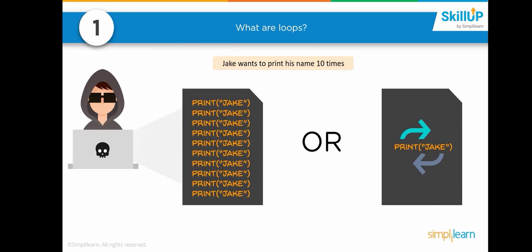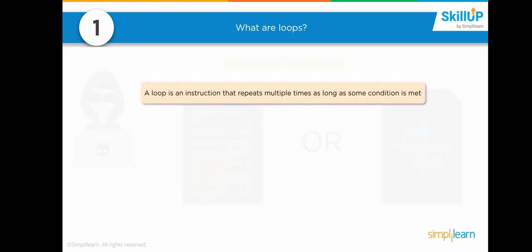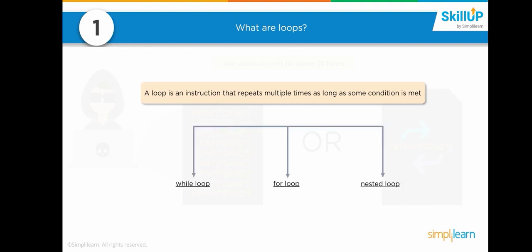Now this is where loops come in. So a loop is basically an instruction that repeats multiple times as long as some condition is met. So Jake could simply use a loop to execute that one print statement 10 times. Now in Python, we have three main types of loops. There's the while loop, the for loop, and finally the nested loop.